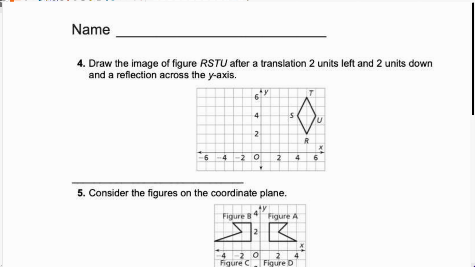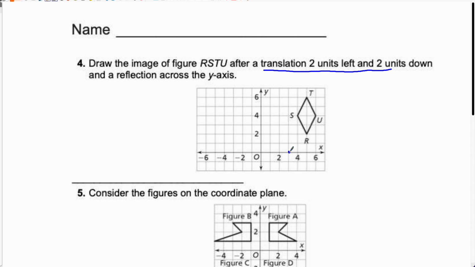And so I want to move RSTU. First thing I need to do, and we need to do these in order, right? We need to do the translation first. So 2 units left and 2 units down. So I'm going to start with point R, and I'm going to go 2 left and then 2 down. Right here would be R prime. Kind of hit the screen too early. Okay. That's not what I wanted to do. I can start over. So 2 left and 2 down right there. That would be my R value, right?